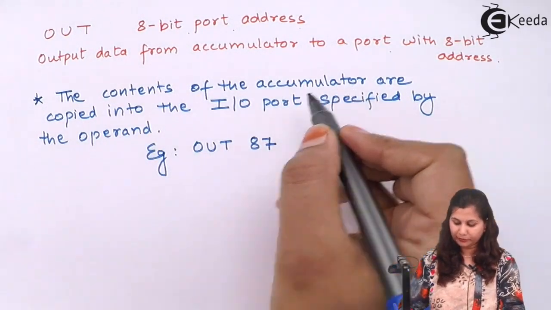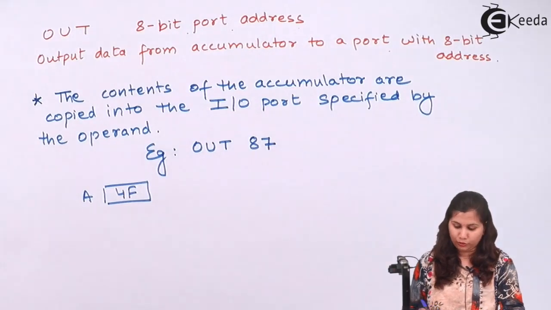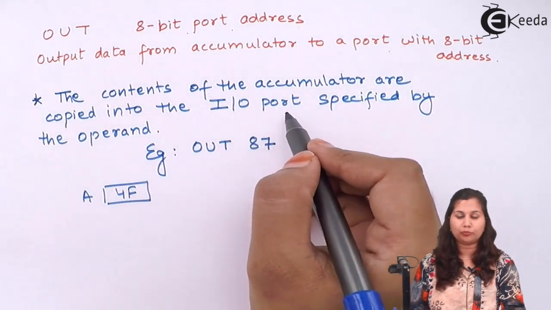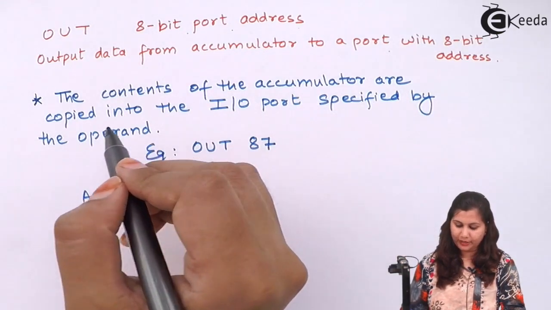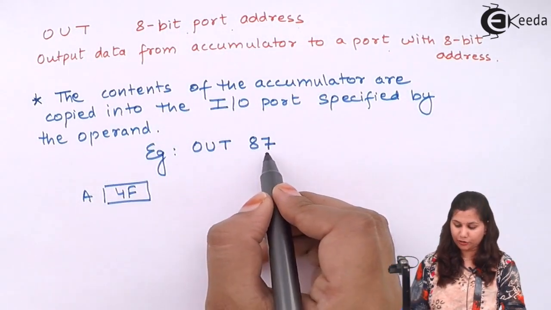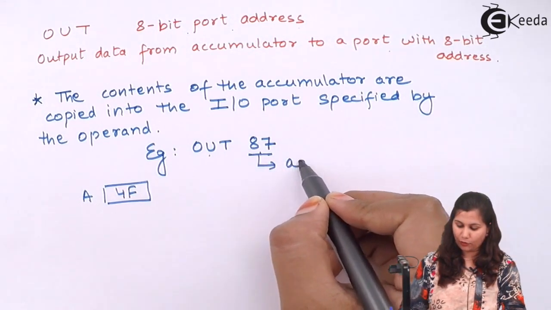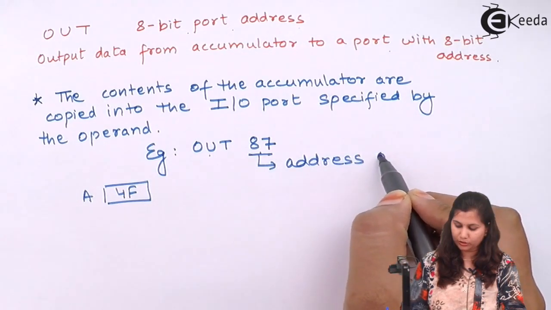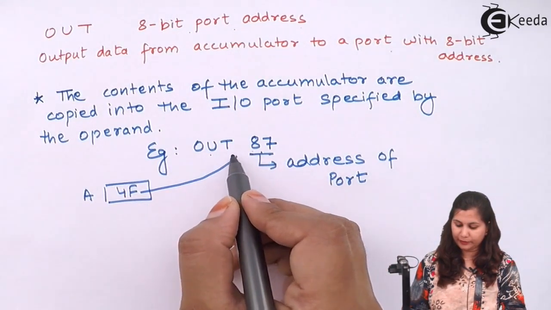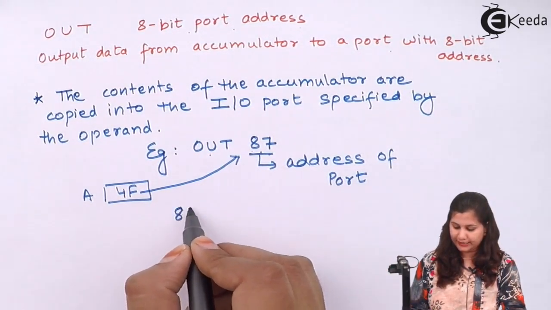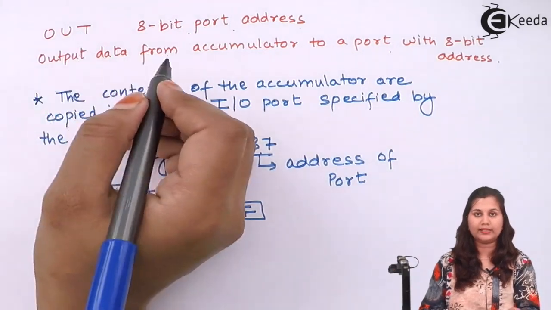Suppose in the accumulator we have a number 4F. So this number will be copied into the input output port, and the address of that port is specified by the operand, which is given in the instruction. Suppose we take an example, OUT 87. So 87 is the address of the port. On this address, this content will be copied. So on 87, we will have 4F. So this is the OUT instruction.